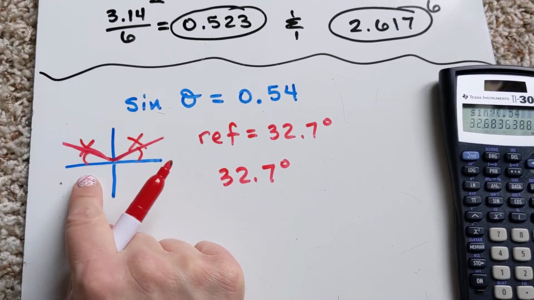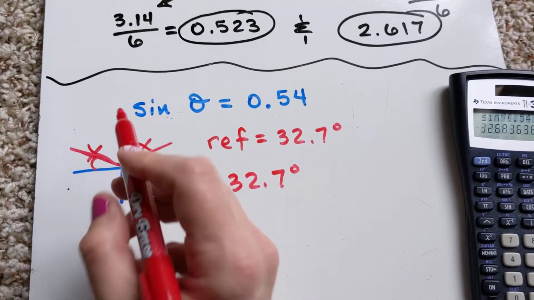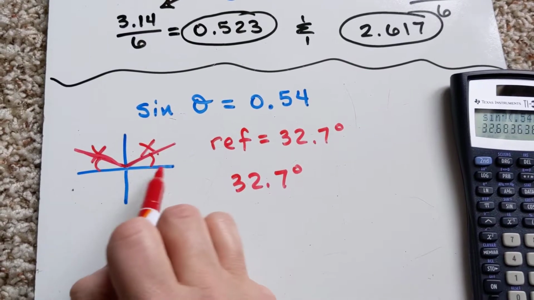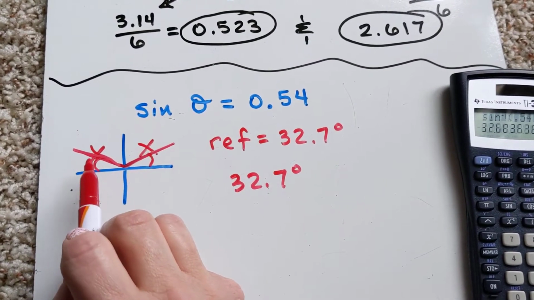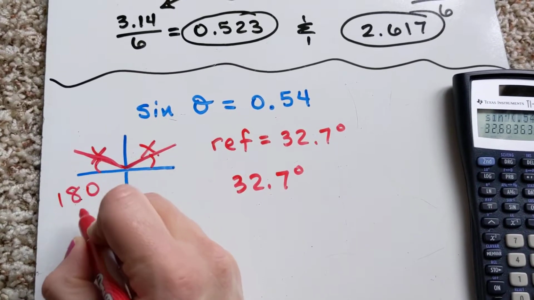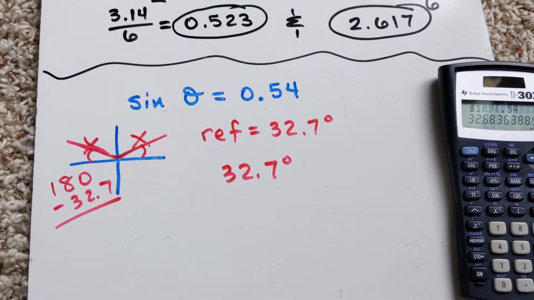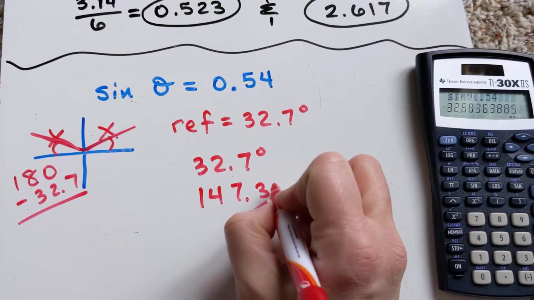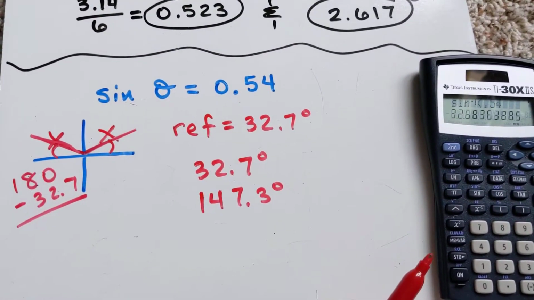Now the second one takes a little thought process. This angle right here is 32.7 degrees shy of straight across. So you subtract 180 minus 32.7, and that will give you 147.3 degrees. So these are our 2 degree answers.